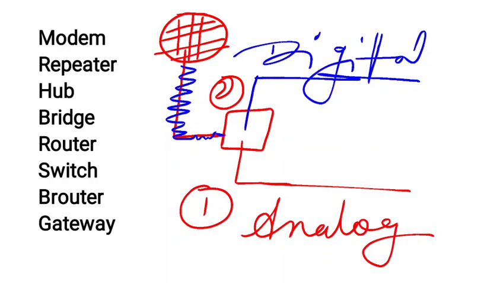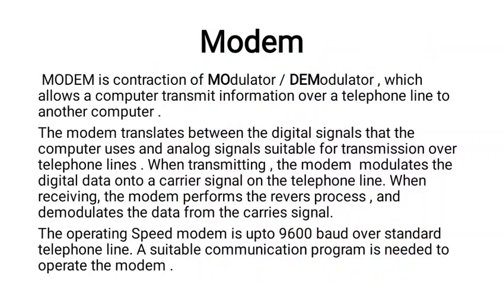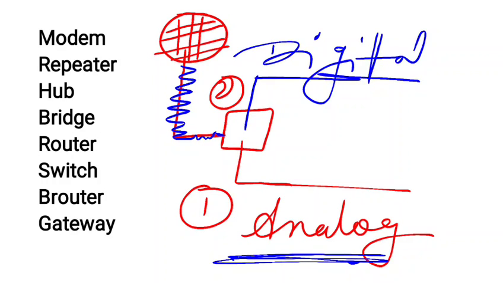First of all, it will divide both of the signals coming from the telephone line. In the first line, the modem will provide an analog signal. Is that clear? And second, it will provide a digital signal. Now we divide the modem into two types, modulator and demodulator. So when I talk about the modulator, it will access digital signal. Modulator always accesses digital signal, and demodulator always accesses analog signal.